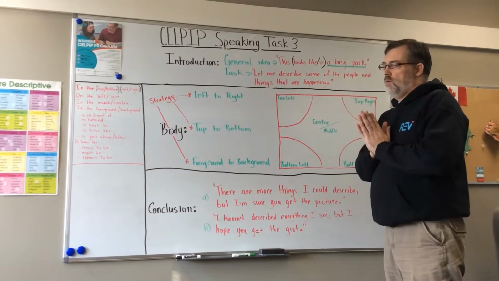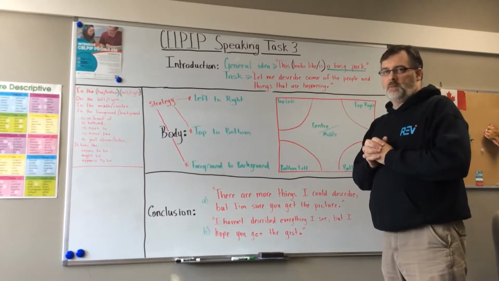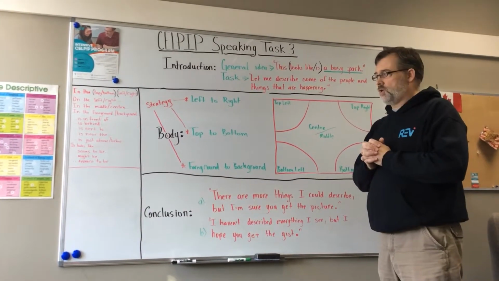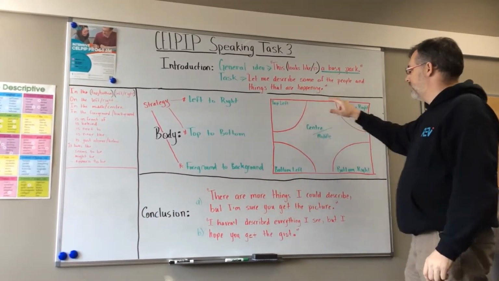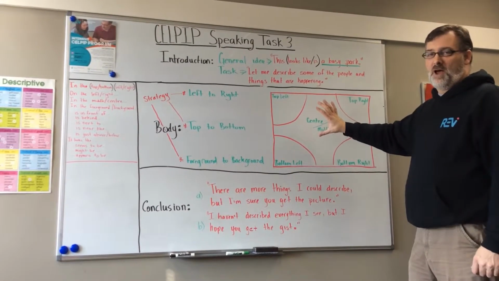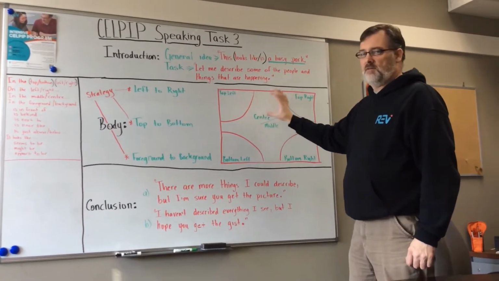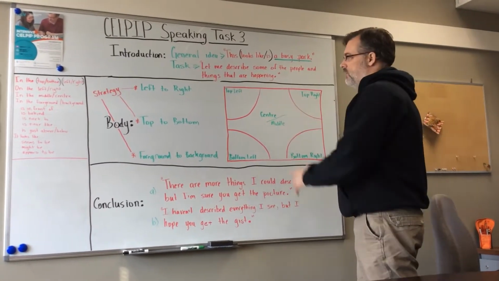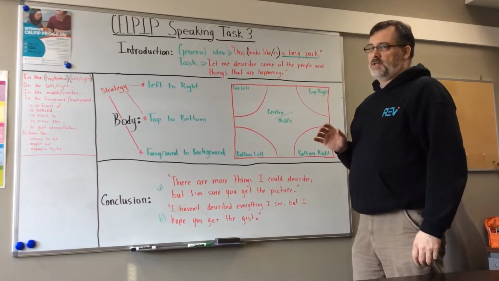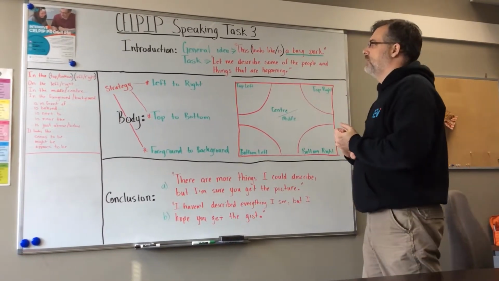So as you know, if you're familiar with the CELPIP test, task 3 is describing a picture, and you're given a picture like this. Okay, this is just my own diagram to give you an idea of areas, but you're given a picture and you have to describe what's going on. So let's get right to the introduction.